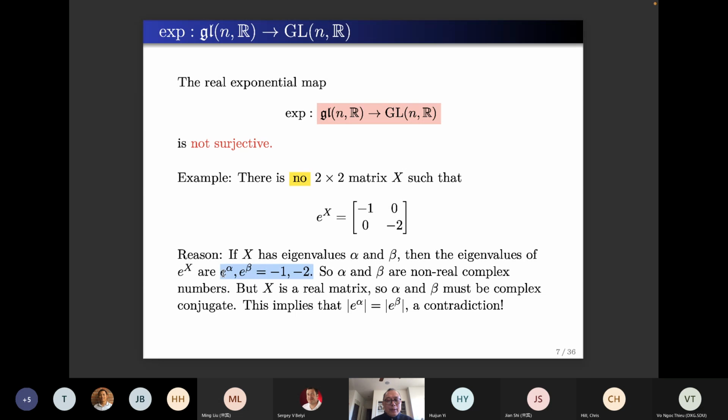All right? So alpha and beta must be non-real complex numbers, right? But don't forget, X is a real matrix. So alpha and beta must be complex conjugates. If they are complex conjugates, then these two moduli must be the same. There's no way, because look at that. This is minus 1 and minus 2. How come they have the same moduli? So this is a contradiction, right? So this is not surjective.